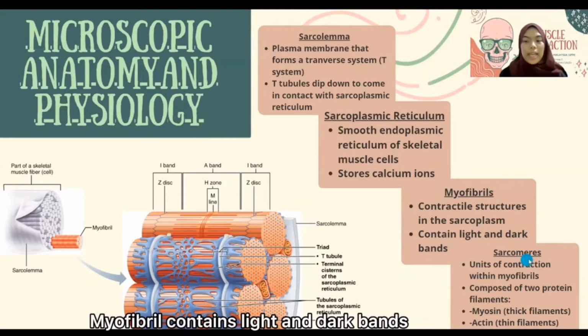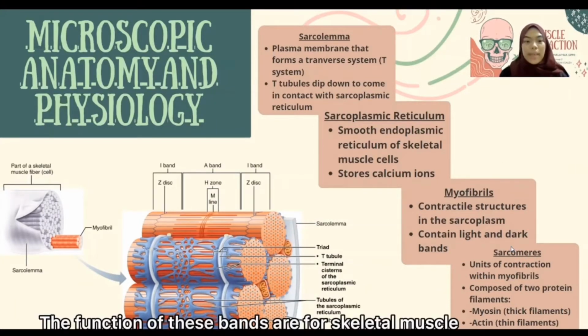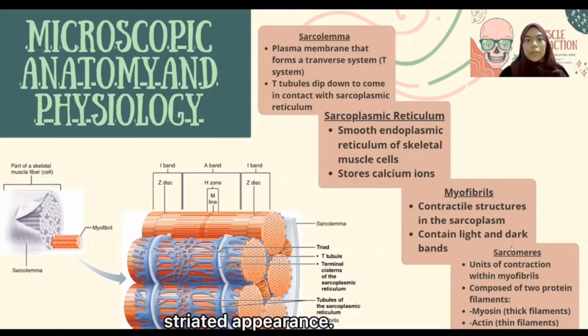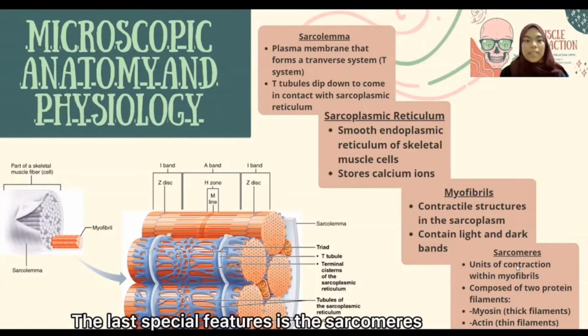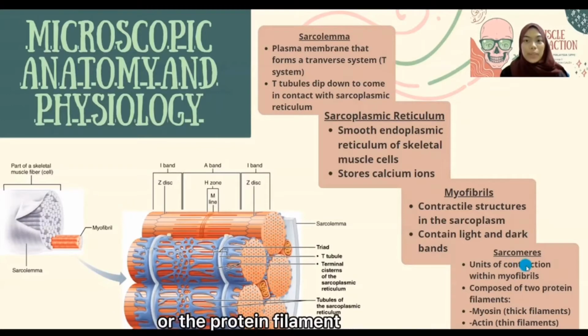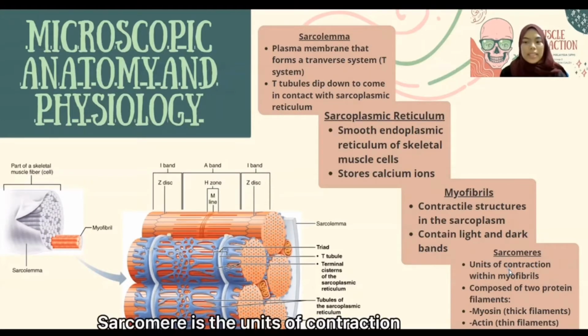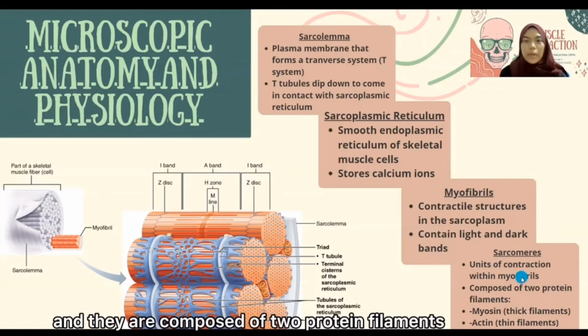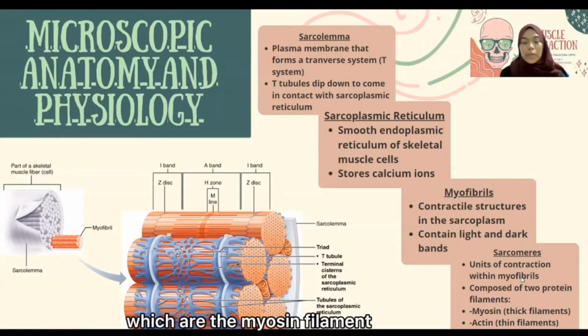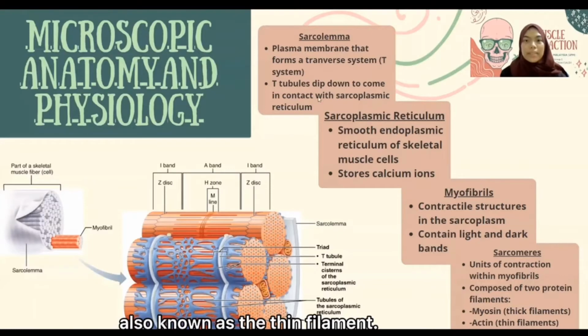Myofibrils contain light and dark bands under a light microscope. The function of these bands is to give skeletal muscle its striated appearance. The last special feature is the sarcomere, the protein filaments arranged linearly within a myofibril. The sarcomere is the unit of contraction within a myofibril, and it is composed of two protein filaments: the myosin filament, also known as the thick filament, and the actin filament, also known as the thin filament.